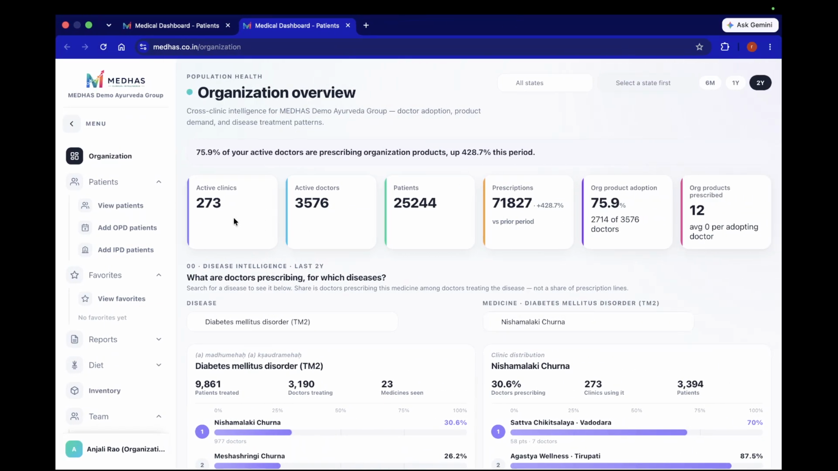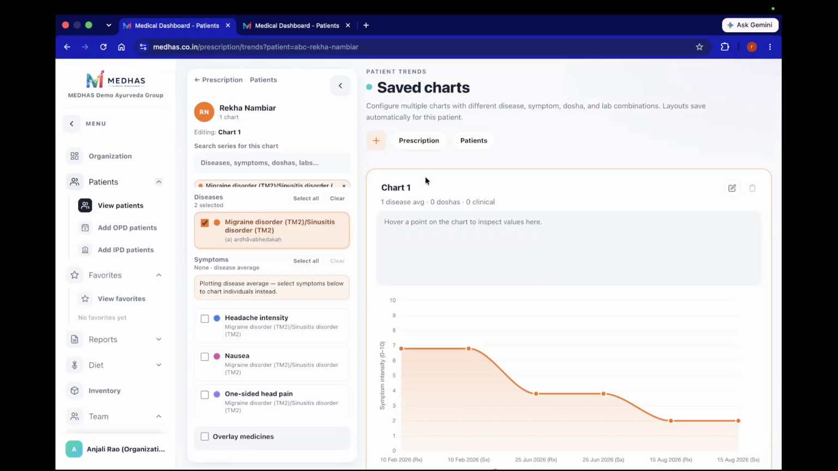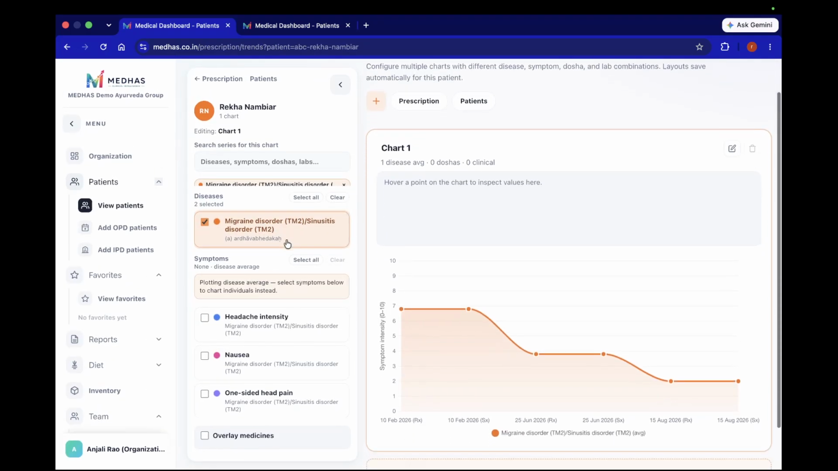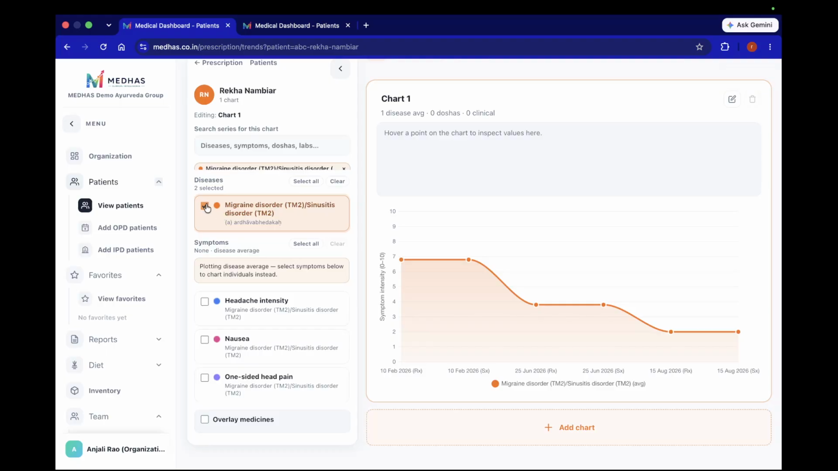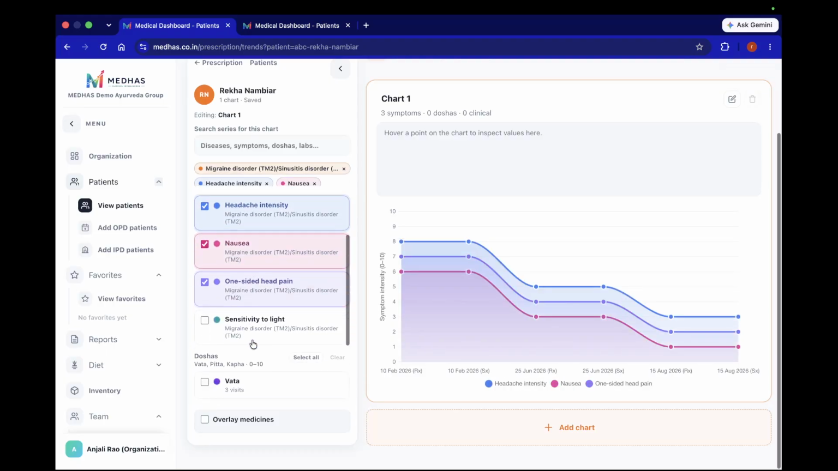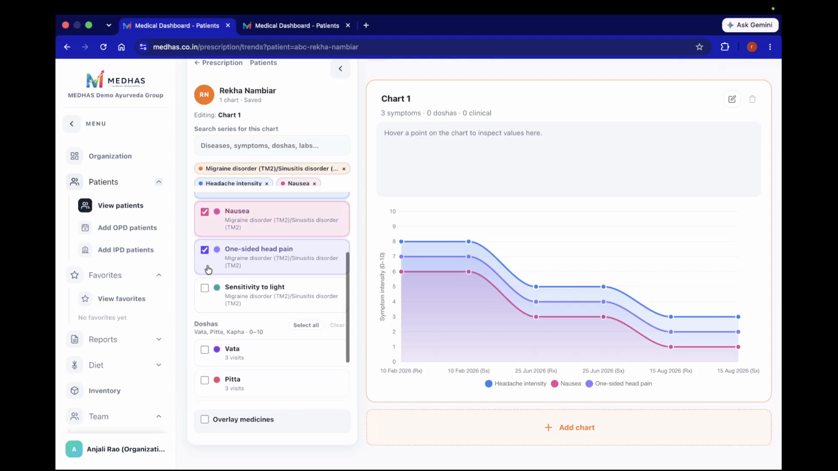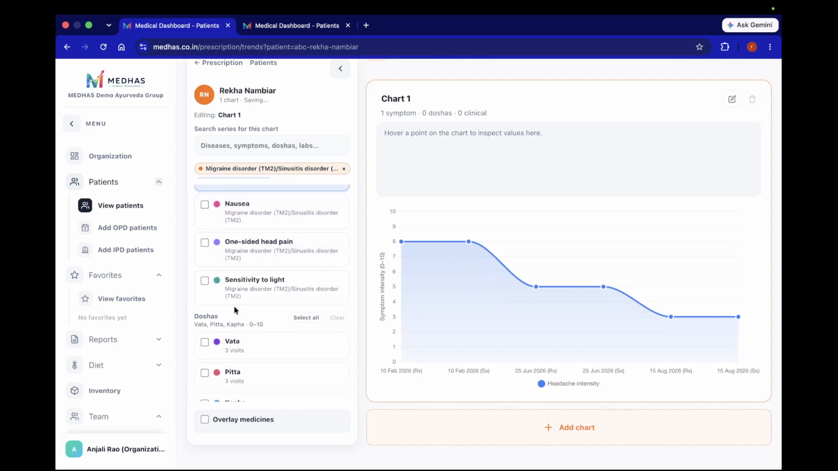So if you see here, we have different modules. Let's directly jump into the patients module. This tool gives all the features that a standard EHR gives us, and then if you click on trends for a specific patient, you will be able to see an overlay of different symptoms of that patient that can be validated. I can just project these symptoms onto a chart and also project these doshas. If I want to compare any of the symptoms with doshas, I can very well do it.